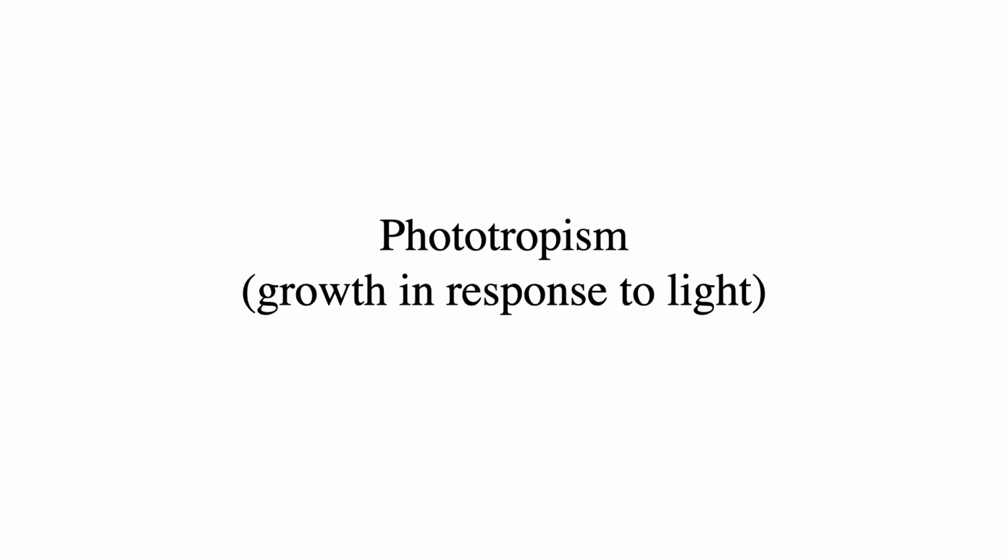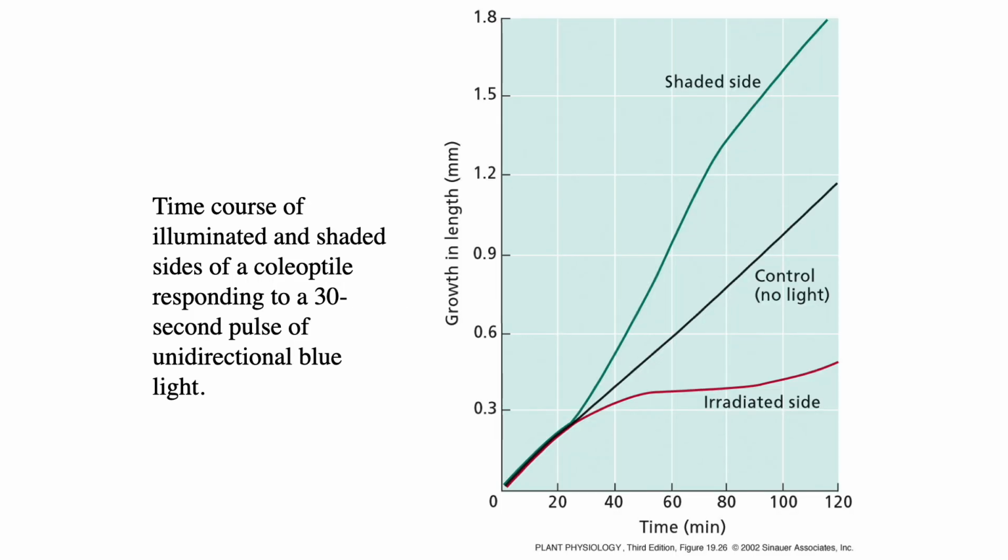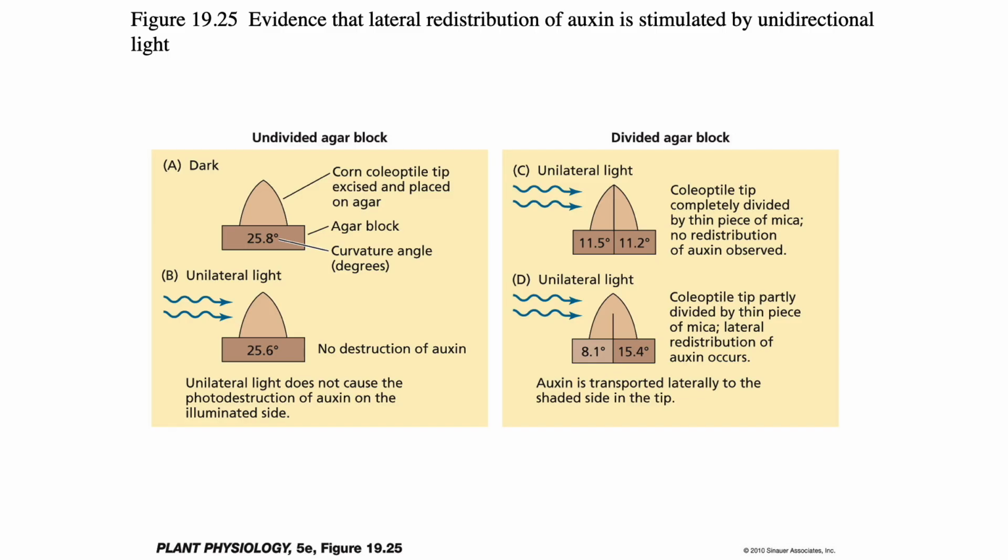Phototropism is a kind of growth. It's a growth in response to light. This is a time course of illuminated and shaded sides of a coleoptile responding to a 30-second pulse of unidirectional blue light. You can see that the growth of the shaded side is stimulated by light, whereas the illuminated side is actually inhibited. There's evidence that the unidirectional light can stimulate lateral distribution of auxin in corn coleoptiles.